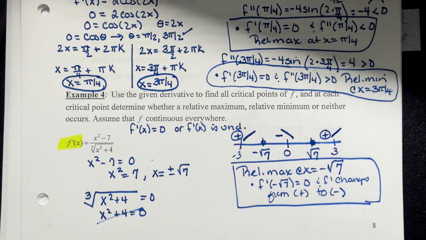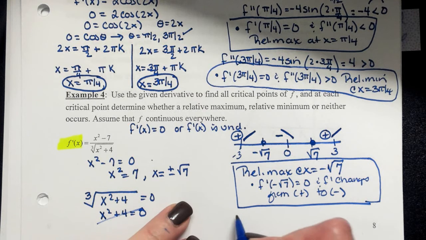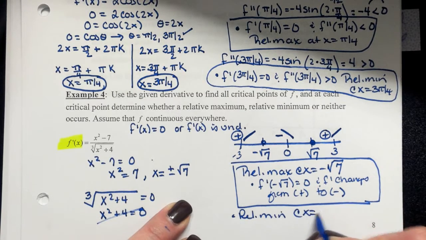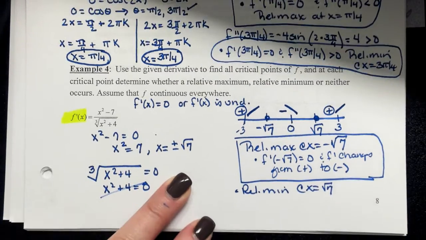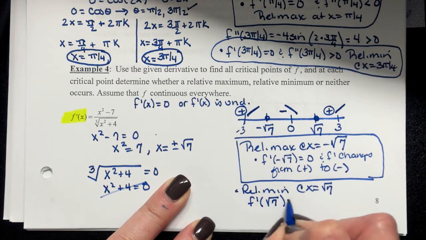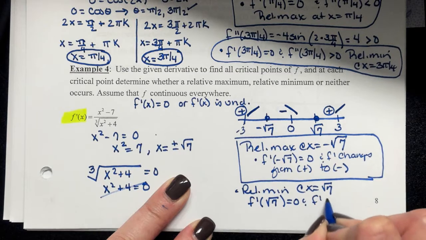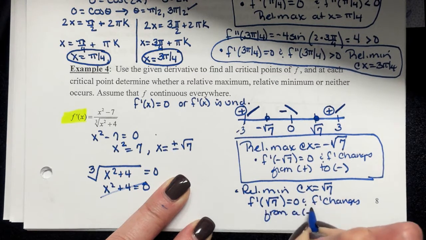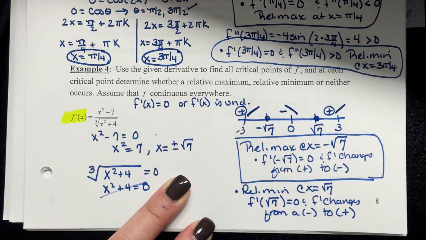So then what's happening at square root of 7? Again, I'm going from a negative to a positive. So what's happening at positive square root of 7? Is it a relative max or relative min? Relative min. So relative min at x equals square root 7. And again, you have to state for your justification, f prime of square root of 7 is equal to 0, and f prime changes from a negative to a positive.